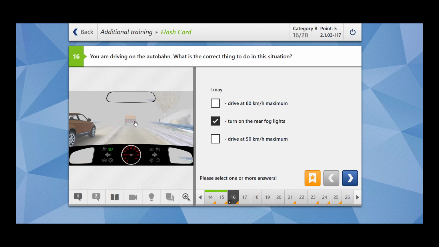Yes. As this vehicle has turned on the rear fog lights, you have to turn on your rear fog lights. Drive at 50 km per hour maximum. This is the correct thing to do. It depends upon how wide the stretch of the road is visible to you. So you must drive at 50 km per hour, though the speed limit is 80 km per hour. Because of the bad visible conditions, you have to choose 50 km per hour. And since there is fog, you can also turn on the rear fog lights.